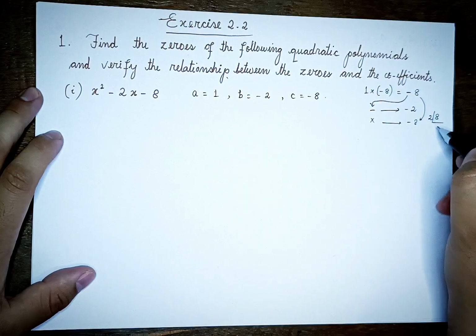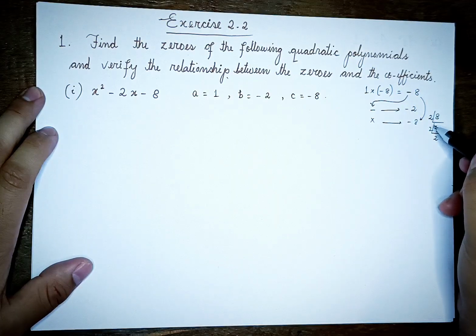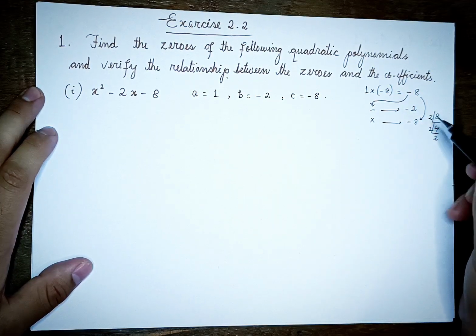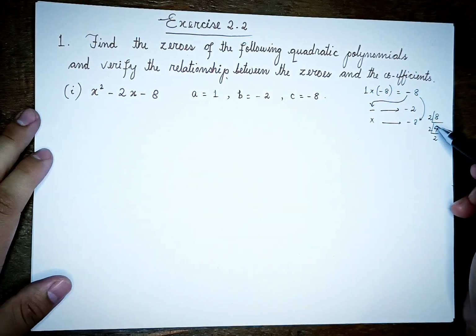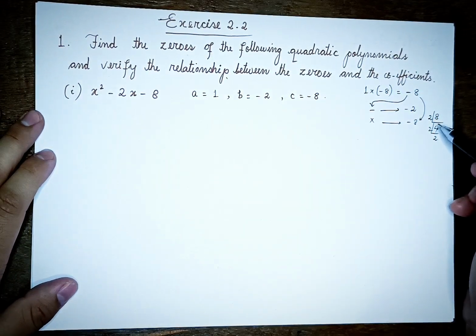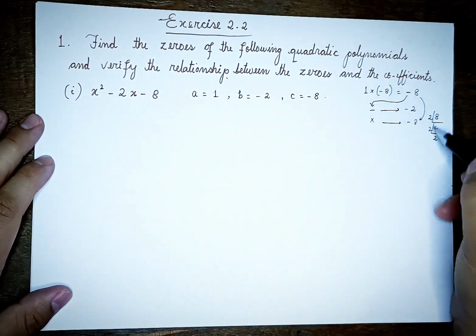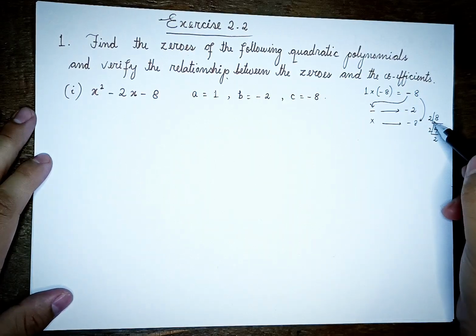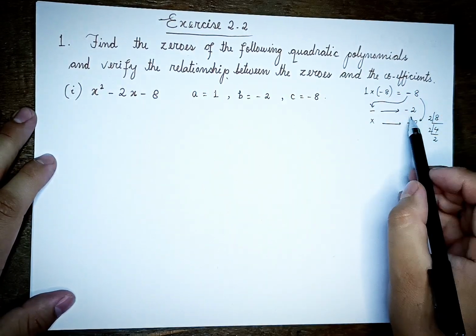8: 2 fours are 8, 2 twos are 4. So 2 twos are 4. 4 minus 2. Here we get 8 by multiplying these two, 4 and 2.